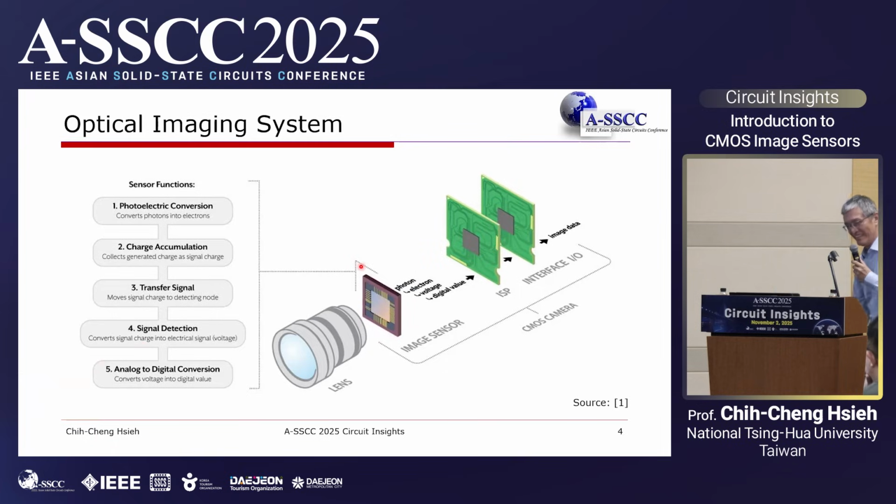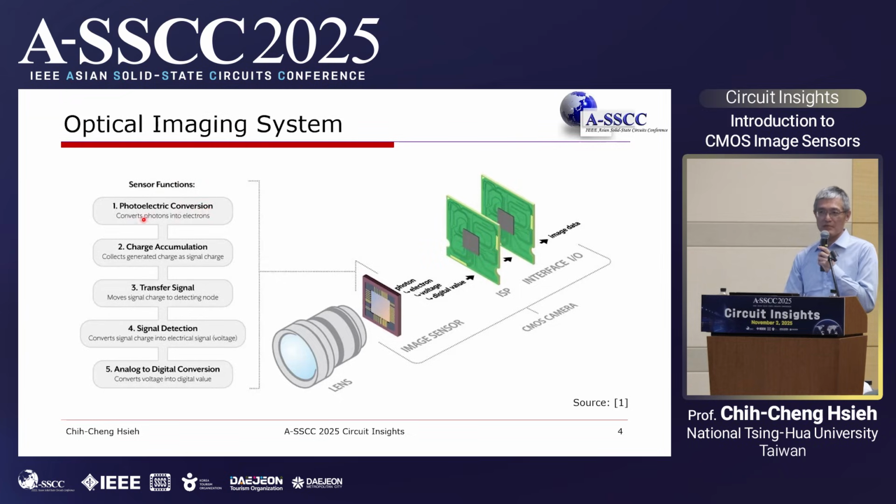Thank you. Okay, there will be a lens, an optical lens. The purpose of the lens is to collect the light and focus it on the target, no matter whether it's a film or a digital image sensor. In the digital image sensor, which is our target today, several functions happen in this chip. The first is the photoelectric conversion, which is the most essential one. It converts photons to electrons.